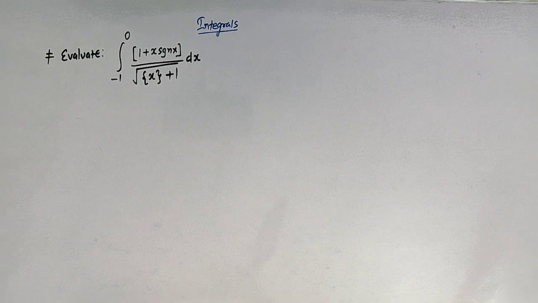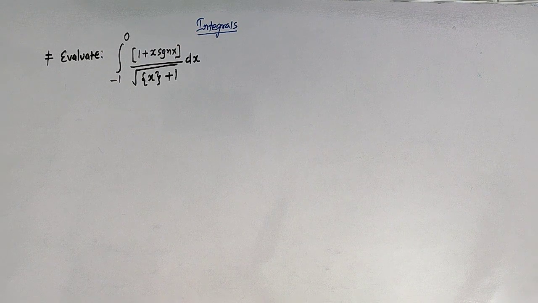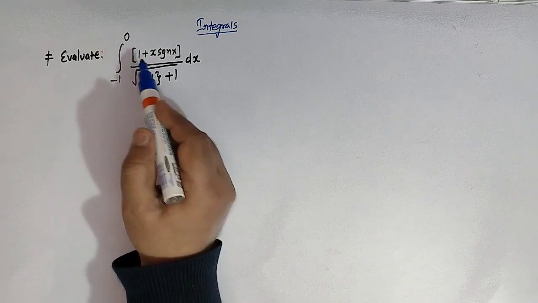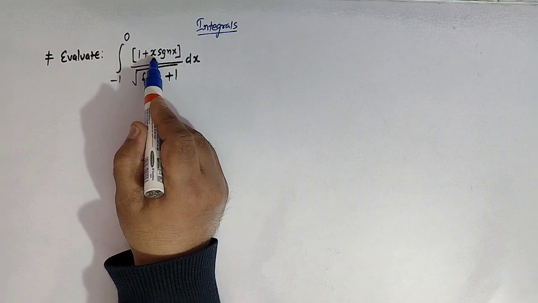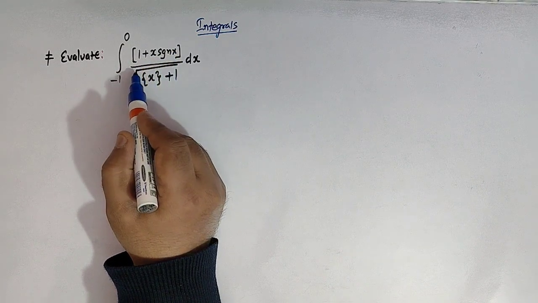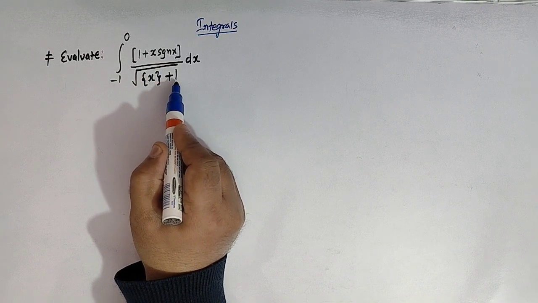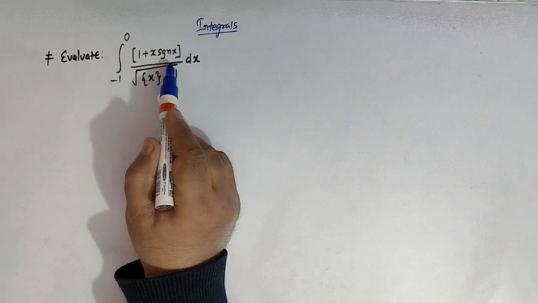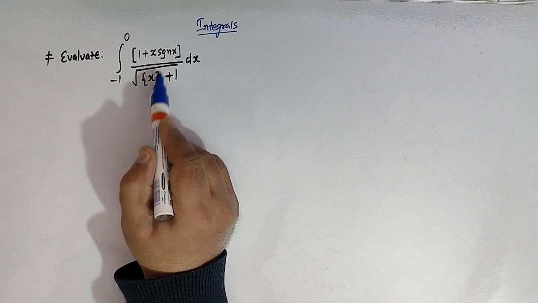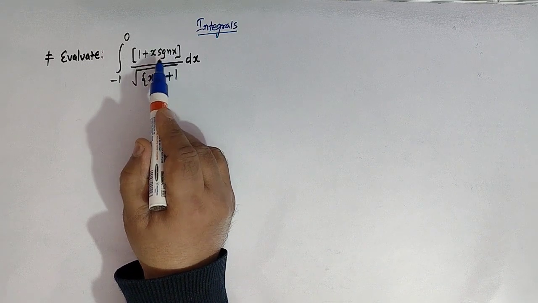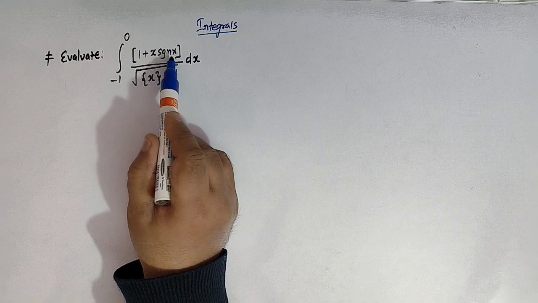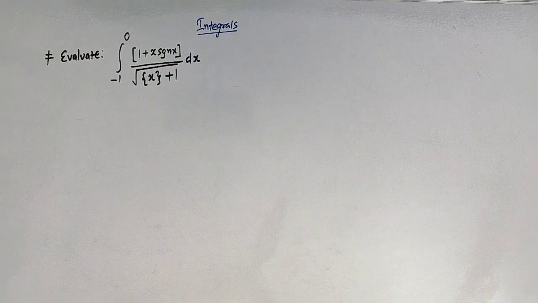Hello viewers, in today's class we are going to discuss yet another important and conceptual problem from definite integrals. Here we have to evaluate this integral from -1 to 0 of the greatest integer of (1 plus x) times signum of x, divided by the square root of the fractional part of x plus 1. The integrand involves the greatest integer function, the fractional part function and the signum function. So let us start and see the definition of the signum function and the fractional part function.